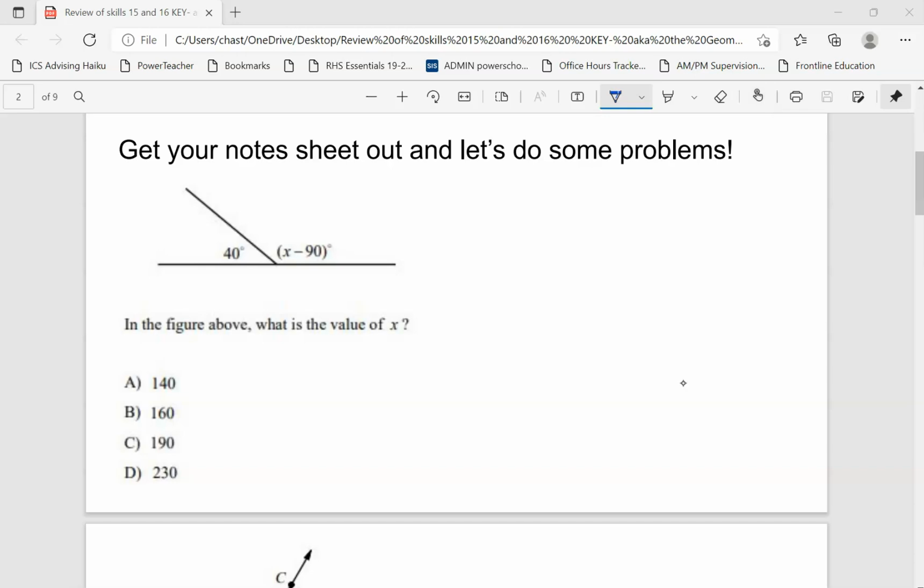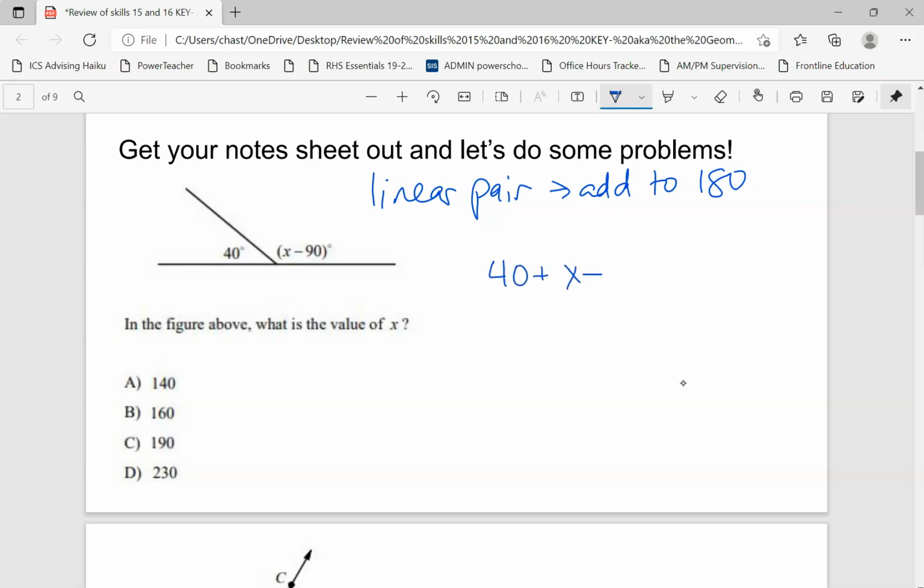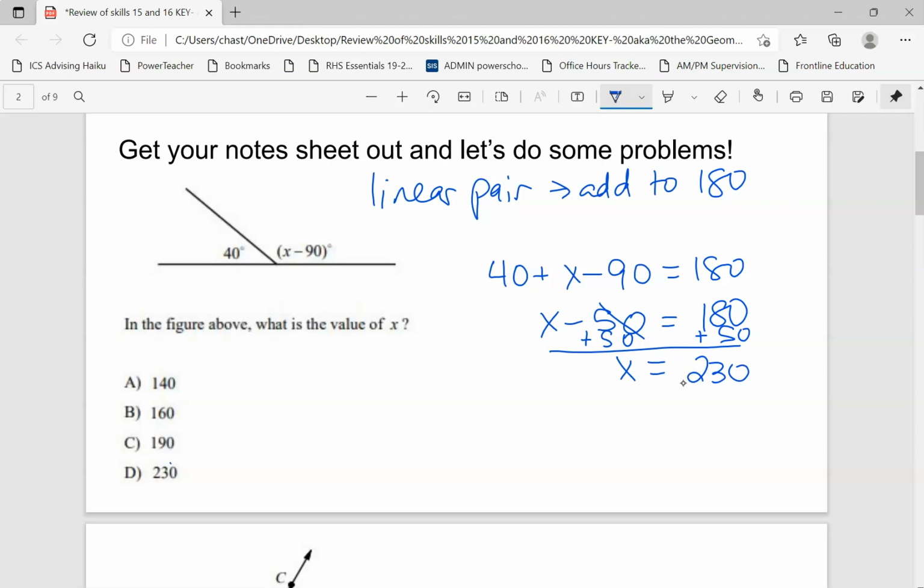What we have here is a linear pair. So since this is a linear pair, they add to 180. So we would do 40 plus x minus 90 equals 180. Combining like terms, 40 minus 90 is negative 50, so x minus 50 equals 180. So x in this case, when I add 50 to both sides, will be 230. So x is 230. Okay.